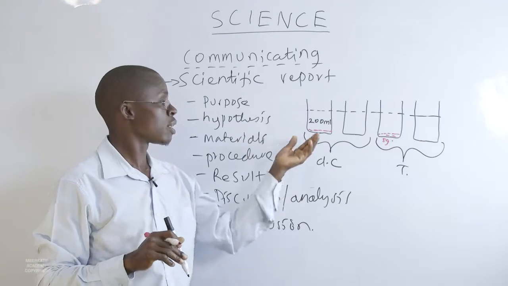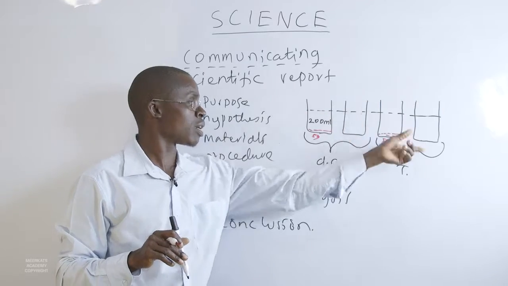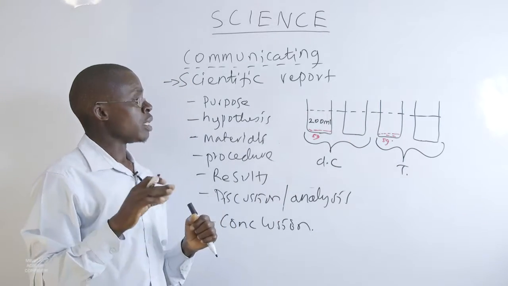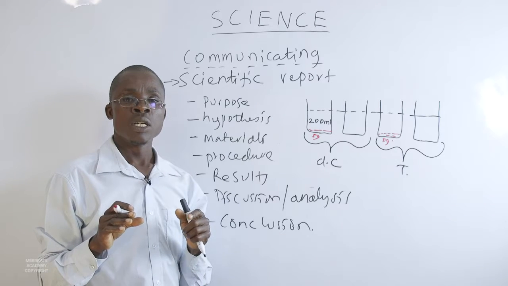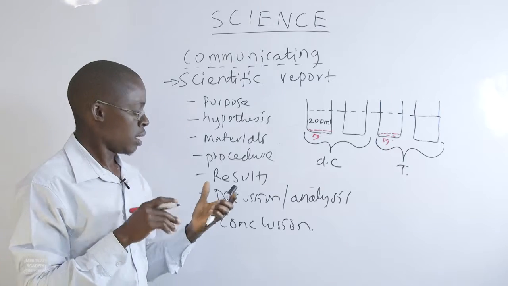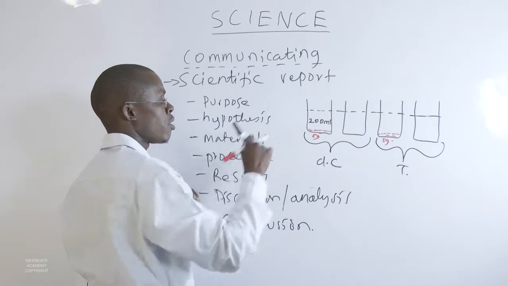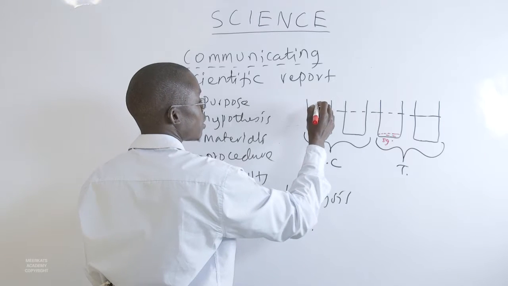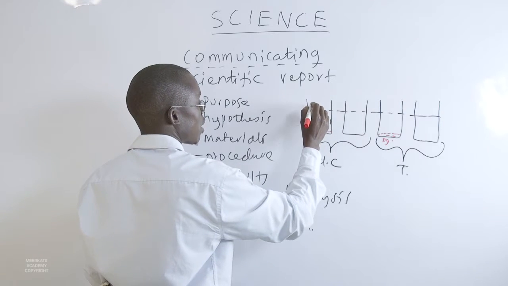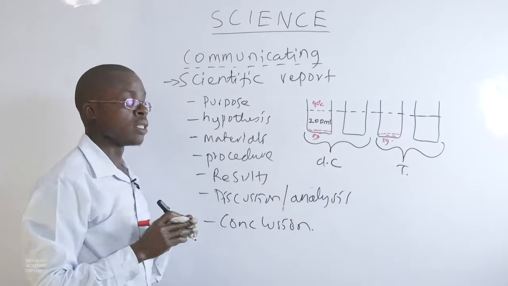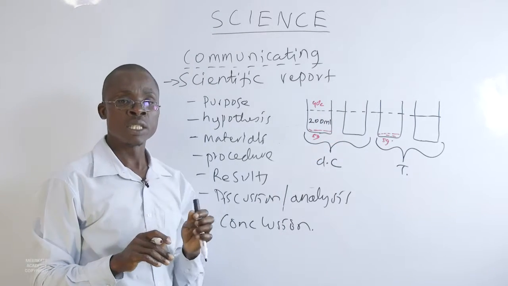Same volume, 200 mils of each of the two beverages. The other thing you have to get very clearly is the initial temperature. We have to get the initial temperature of all of these to be the same. So we shall assume we have gotten them very correct to be at 90 degrees centigrade each.